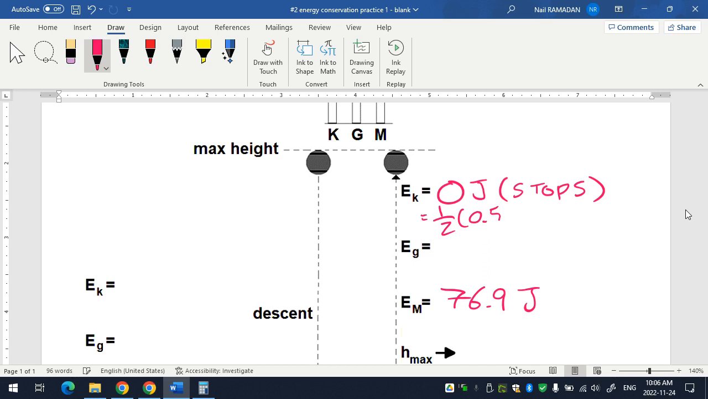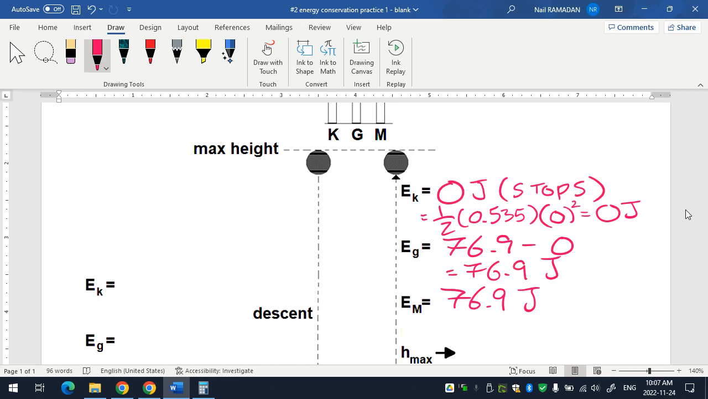Half 0.535 times 0 squared. I'm a big fan of shortcuts as long as you can give me a quick explanation why they work. Done. Okay, so EG is, well, technically 76.9 minus 0, which is equal to 76.9 joules. Obviously, you could have just written 76.9 and I would have given you full marks.